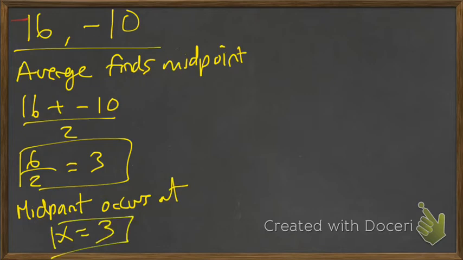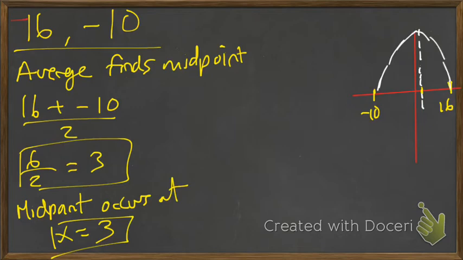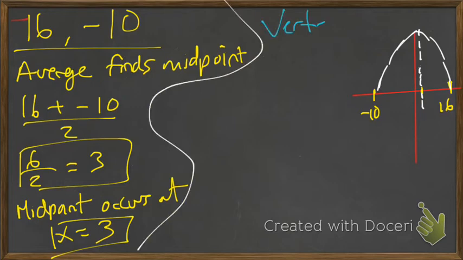So to do that quick graph again, this is my negative 10, this is my 16. My positive 3 is about here. So we know that my midpoint is going to look something like this. My graph will be somewhere around there. We have our midpoint. We have an equation. I can now find my vertex, which is also known as my max value, or optimal value.